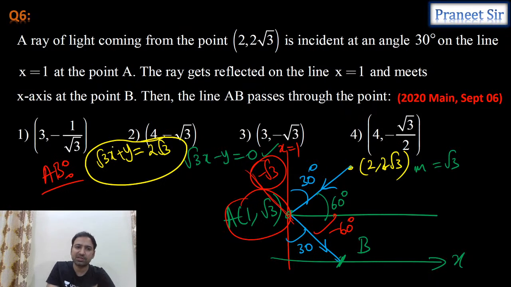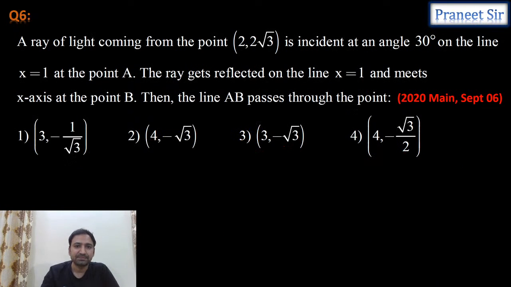Now you can verify the options. If you verify the options, the third option is satisfying, guys. Yes, the third option is the answer. Guys, is it clear? So the incident angle means it is not made with the normal. Okay, right. Chalo, let's do the next question.